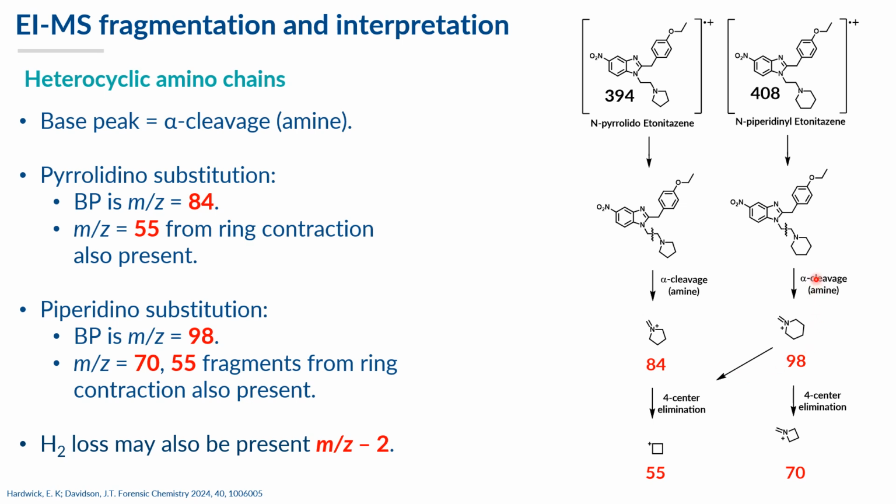Similarly, the piperidinyl iminium ion, which is difficult to say very fast, can undergo 4-center elimination pathways to two products. It can form the cyclobutyl cation at 55, as well as an azetidinium cation at 70. So the combination of a base peak of 98 and the presence of 70 and/or 55 is diagnostic of a piperidinyl substituted nitazene. Again, a loss of hydrogen can occur, resulting in an m/z -2 of one or more of these fragments.